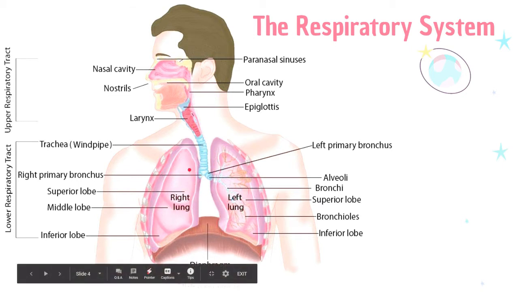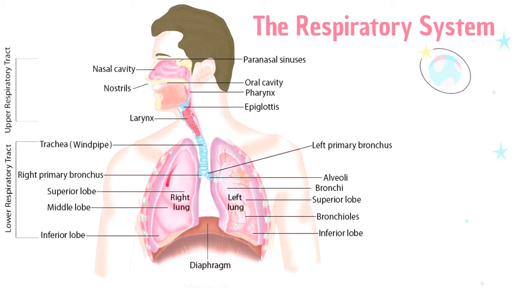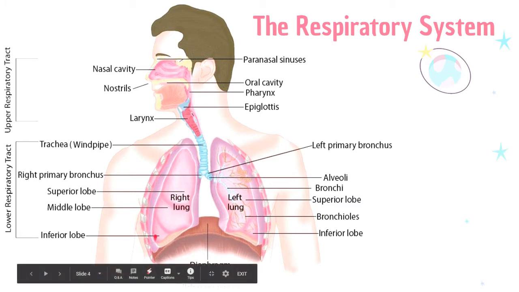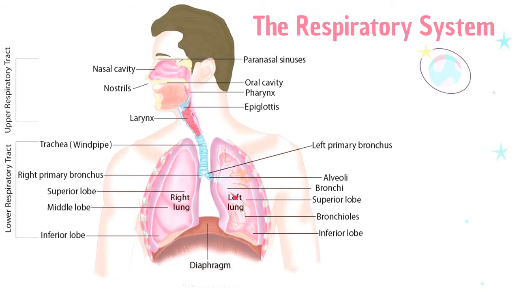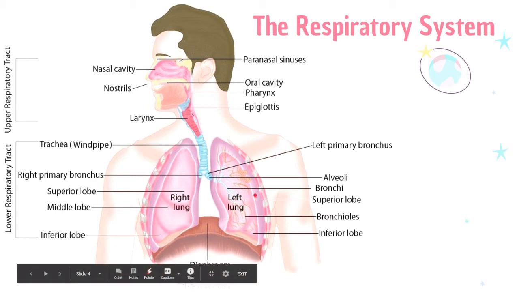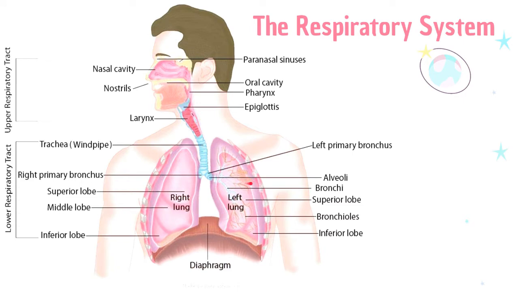So you have a superior lobe, so that's the upper part of your lung, middle lobe, and inferior lobe for your right lung. On your left lung, you only have superior lobe and inferior lobe. So your bronchi divides into smaller branches called bronchioles, and at the tip of your bronchioles are your air sacs. So we call that the alveoli, plural, alveolus, singular.